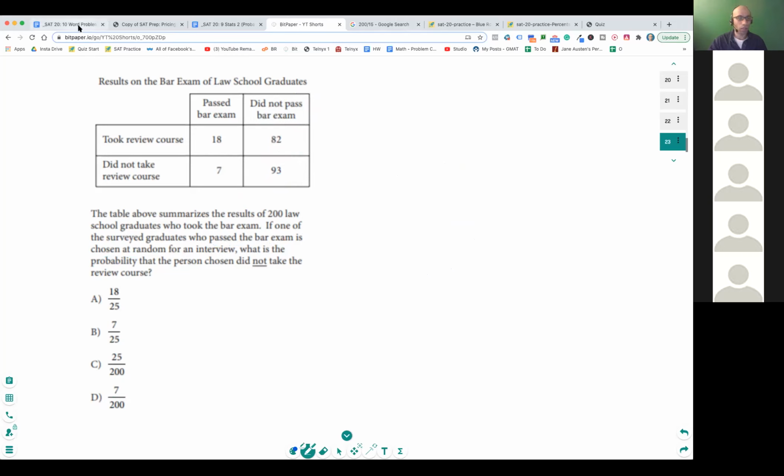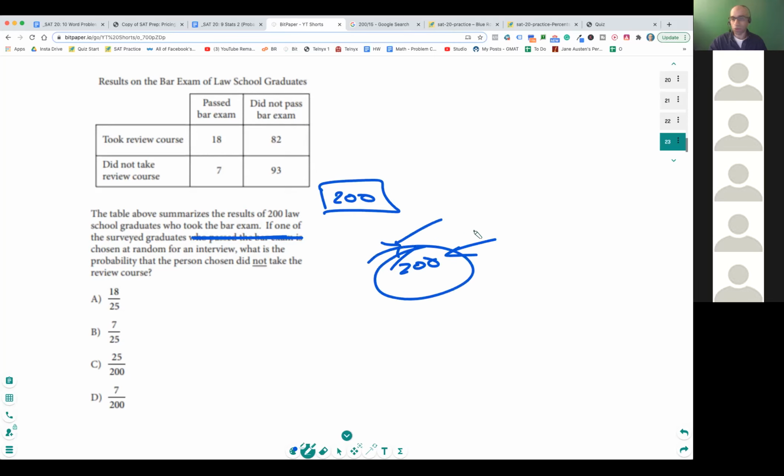If one of the surveyed candidates is chosen at random, they haven't even spoken about the bar exam. Then of course you're going to take the total. I'm assuming it's 200. Then you do 7 over 200. Super easy, right? Remember, the denominator is the one which is confusing. The numerator is super easy.